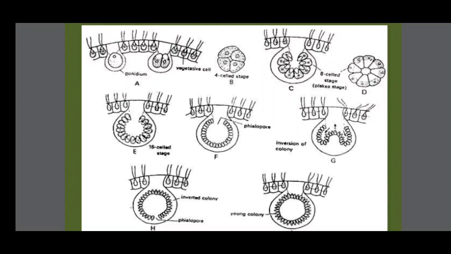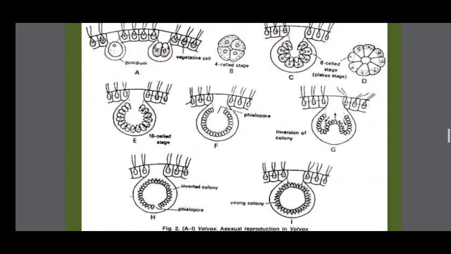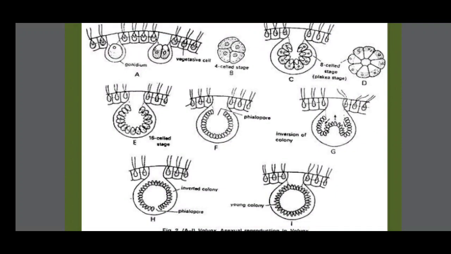You see the next B diagram. In A diagram, one cell divided into two cells. In B diagram, this goes to the 4 cell stage, then the 8 cell stage. The 8 cell stage in asexual reproduction is called the plakea stage. Because of its appearance, we call it the plakea stage. Then it goes to the 16 cell stage.